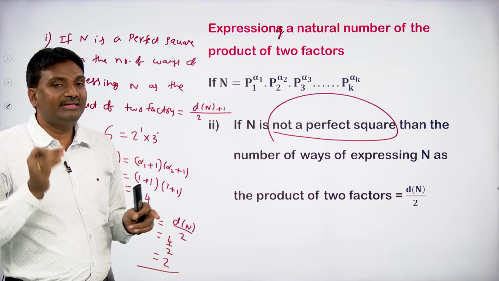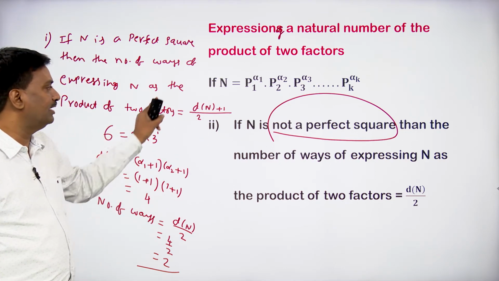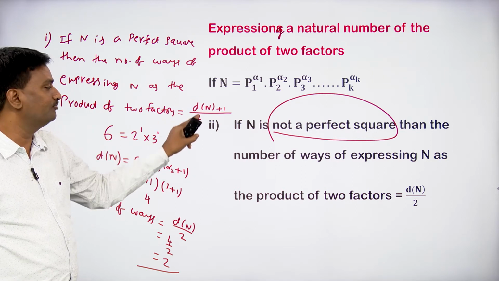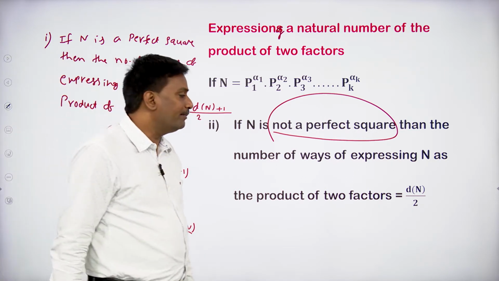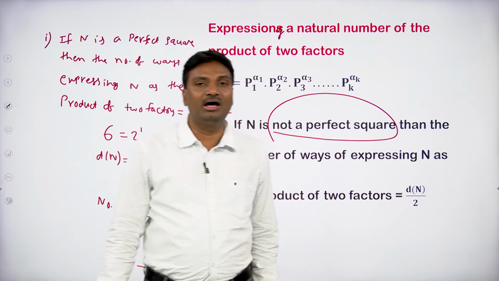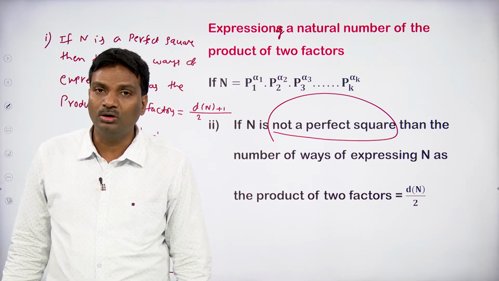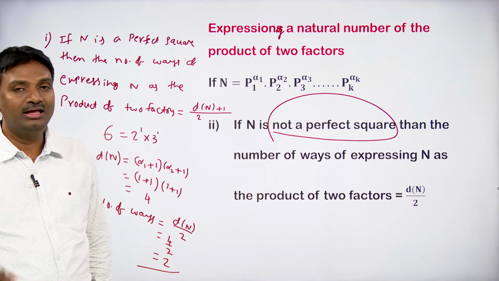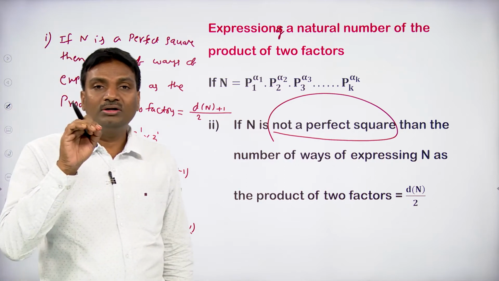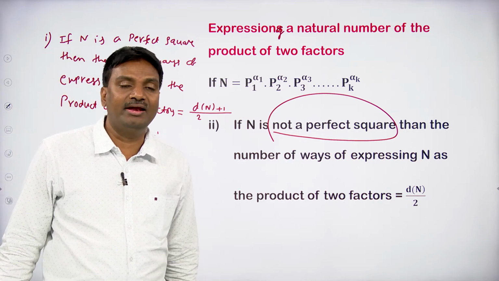If the given number n is a perfect square, then we can use this formula: d of n plus 1 by 2. If n is not a perfect square, then we can use this formula: d of n by 2. In both formulae, d of capital N denotes the total number of factors of the given number n.